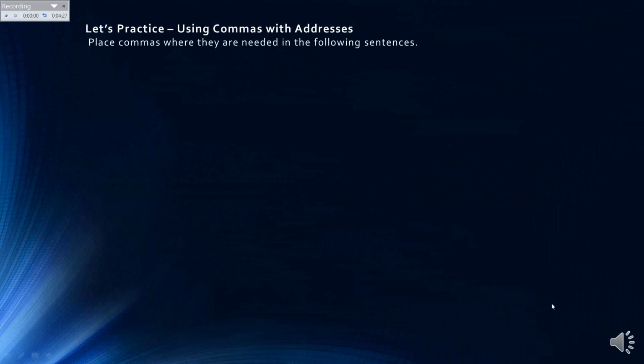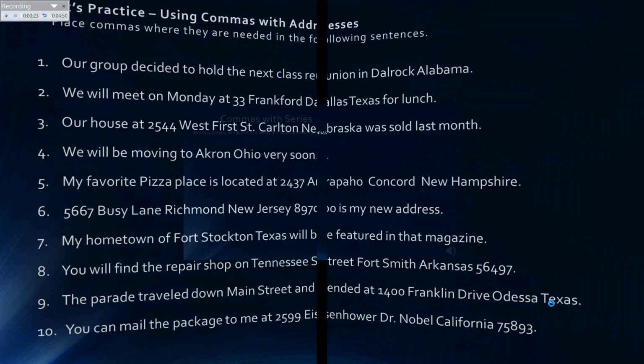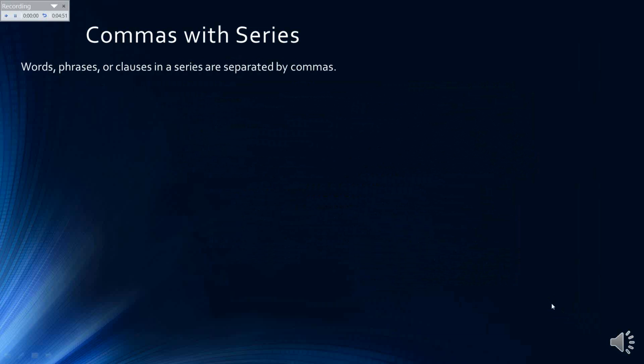Now we can practice that. Here are some sentences for you, and all of these sentences are going to deal with using commas with addresses. Just remember you're separating the parts from each other, and you will always put a comma after the state if it continues, but you can never separate the state from the zip code because they're basically the same.